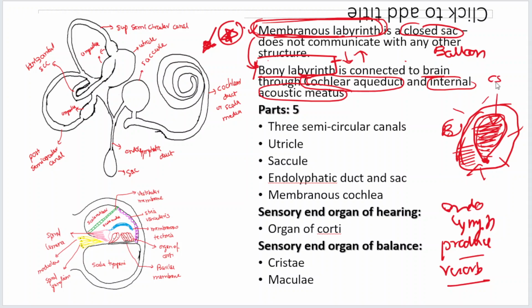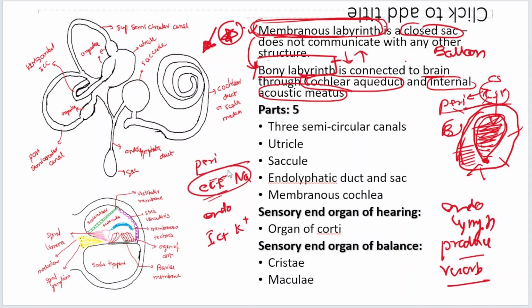What is perilymph? It is said perilymph is nothing but CSF, an ultrafiltrate, or with a little bit of difference. It is very similar to CSF. Perilymph looks more like extracellular fluid, ECF, and endolymph looks more like intracellular fluid. Extracellular fluid has more sodium, and intracellular fluid has more potassium. So there are some differences between the perilymph and endolymph.